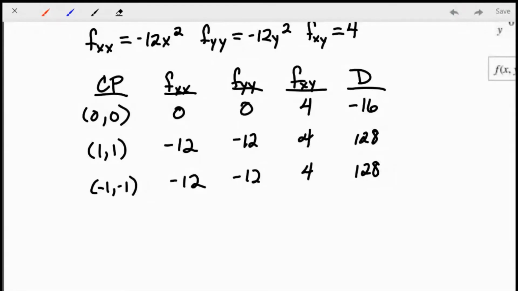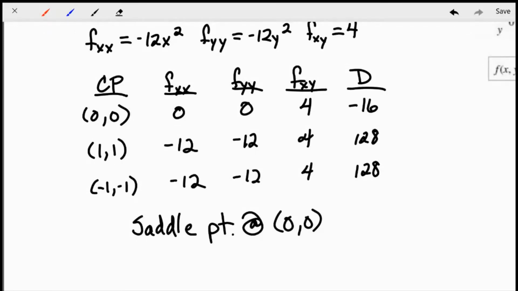Okay, so in the end, for that critical point at 0, 0, I can see I have a saddle point because I had inconsistent concavity. So I have a saddle point at the point 0, 0. And then notice with the other 2 points, the critical points at 1, 1 and -1, -1, we have consistent concavity, and both of them have a second x partial that's negative, indicating that I would have a relative max at those points. Okay, so relative max at those two coordinates. So at 1, 1 and -1, -1.